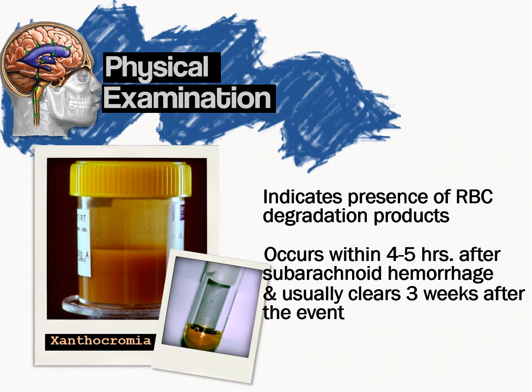It appears pinkish when there is a very slight amount of oxyhemoglobin present. Orange indicates the presence of heavy hemolysis, and yellow, just like in this picture, which is also somewhat orange, signifies conversion of oxyhemoglobin to bilirubin.